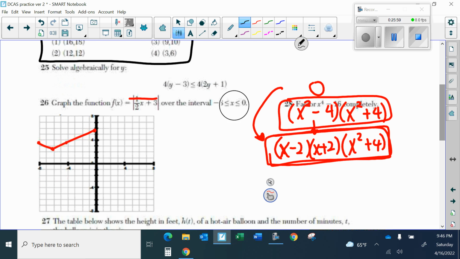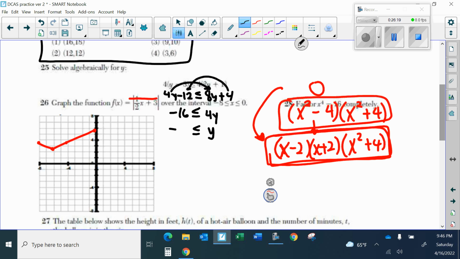Solve algebraically for y. Okay, distributive property. I get 4y minus 12 less than or equal to 8y plus 4. Okay, move the smaller to the bigger side. So that's going to subtract the 4y across. That's going to leave me with 4y. Subtract the 4 across. It's going to be negative 16. Y is greater than or equal to negative 4 after I divide by 4.